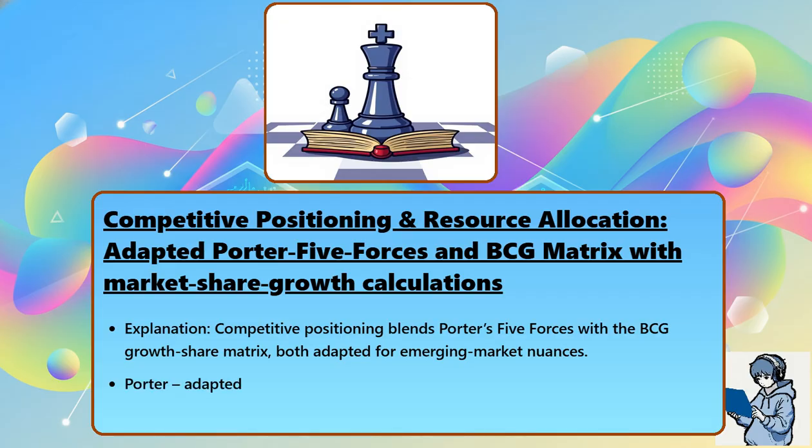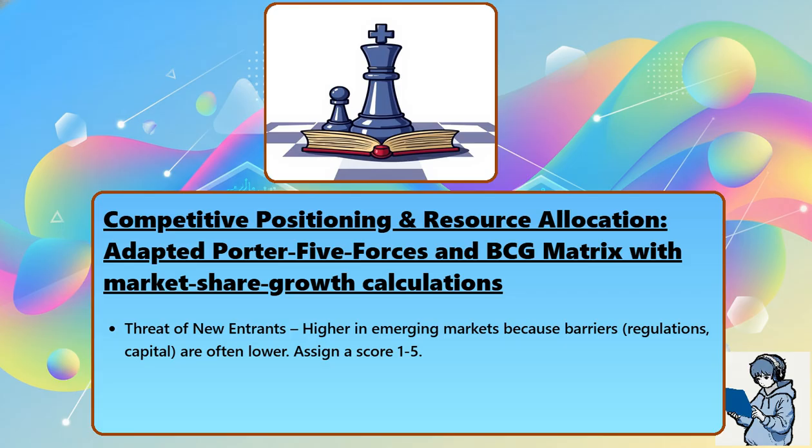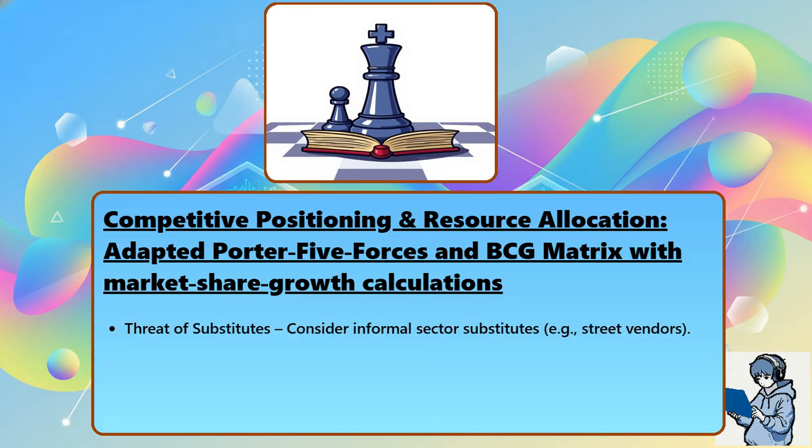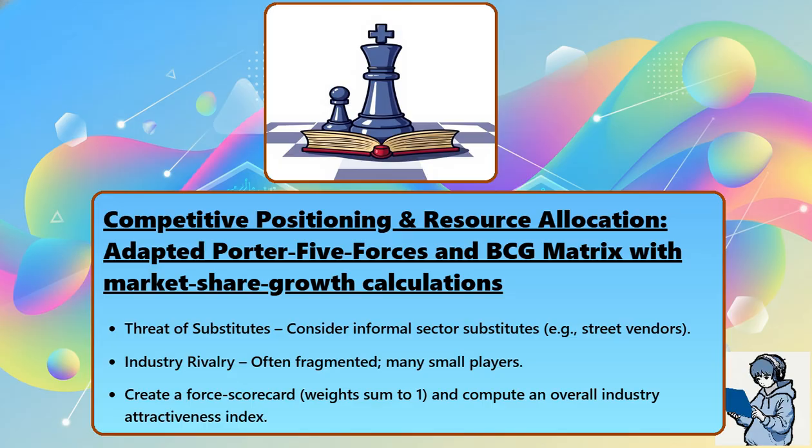Porter adapted. Threat of new entrants is higher in emerging markets because barriers such as regulations and capital are often lower. Assign a score 1 to 5. Bargaining power of suppliers may be high if local inputs are scarce. Adjust score. Bargaining power of buyers: in price-sensitive markets, buyer power rises. Threat of substitutes: consider informal sector substitutes, e.g. street vendors. Industry rivalry: often fragmented, many small players. Create a force scorecard, weights summing to 1, and compute an overall industry attractiveness index.